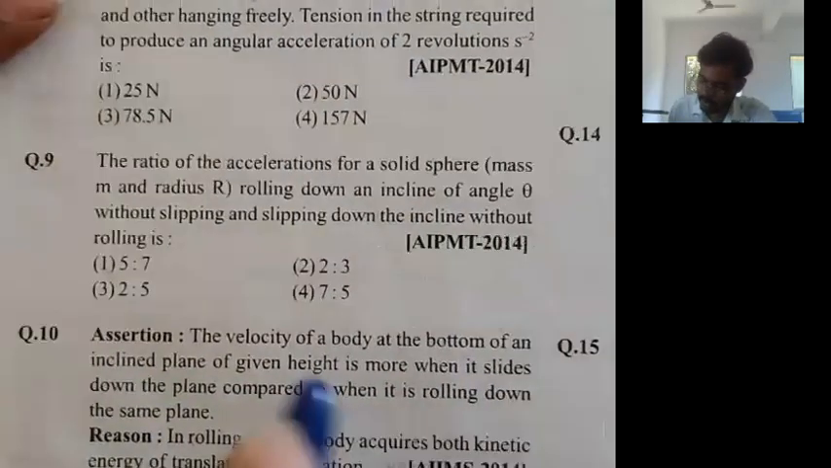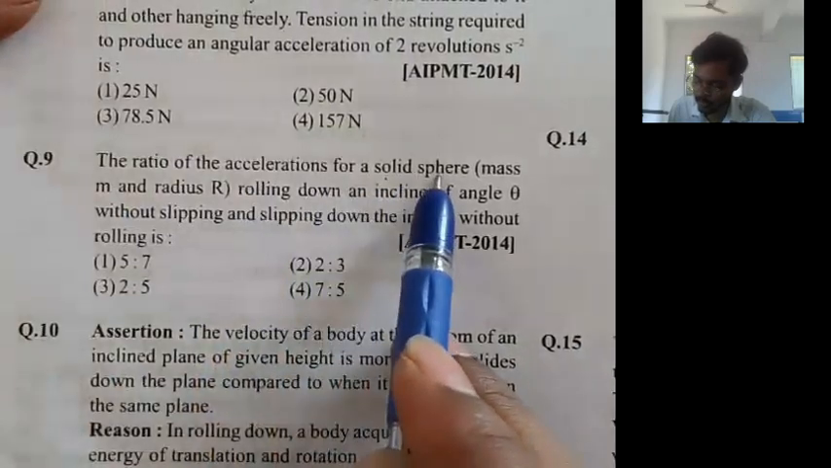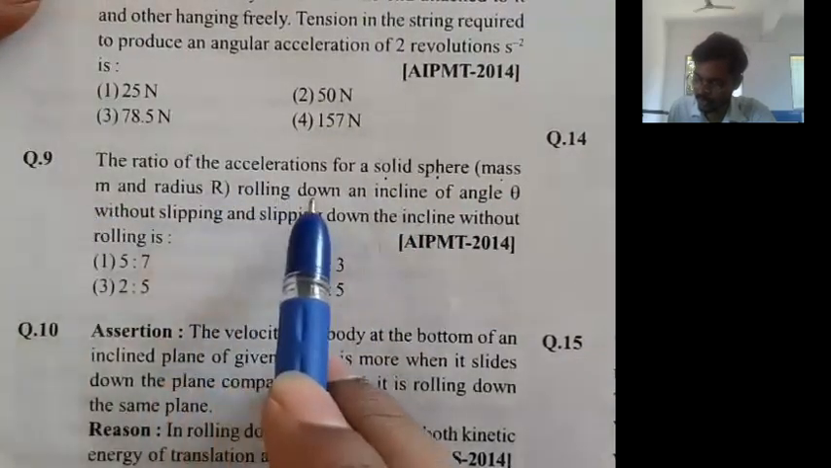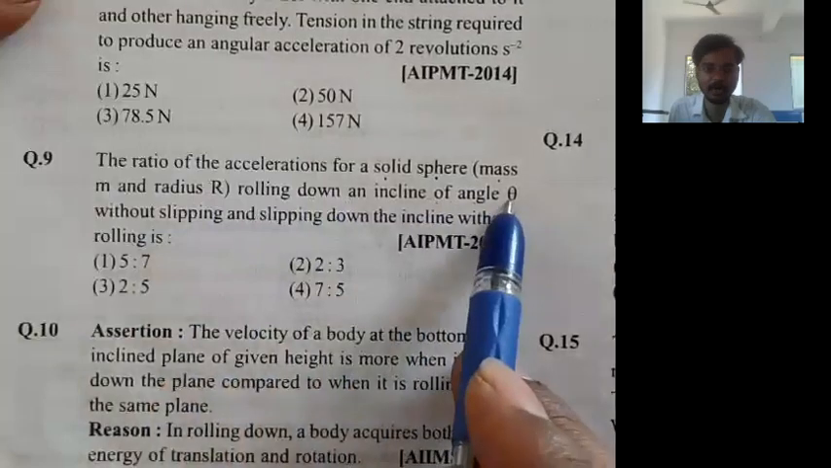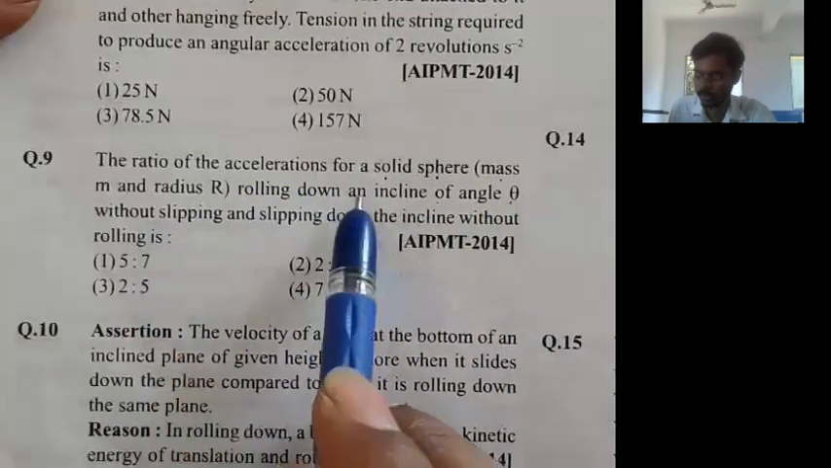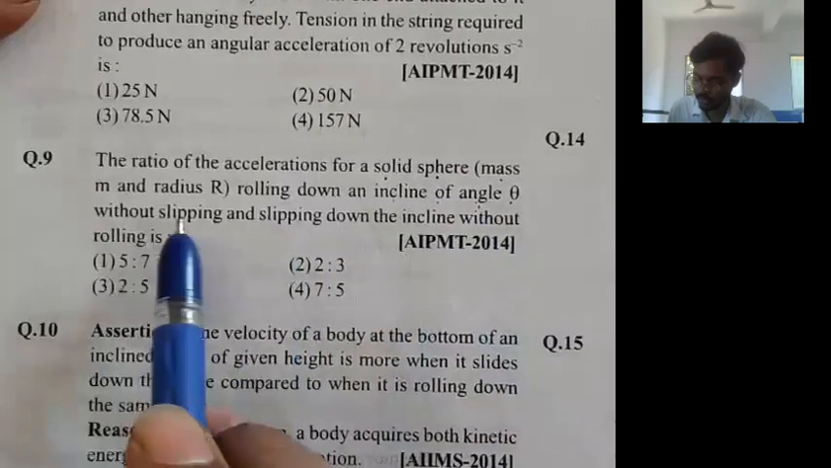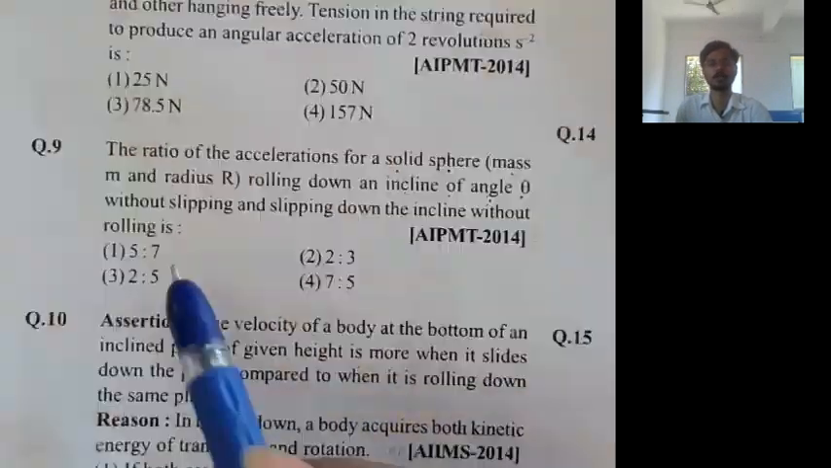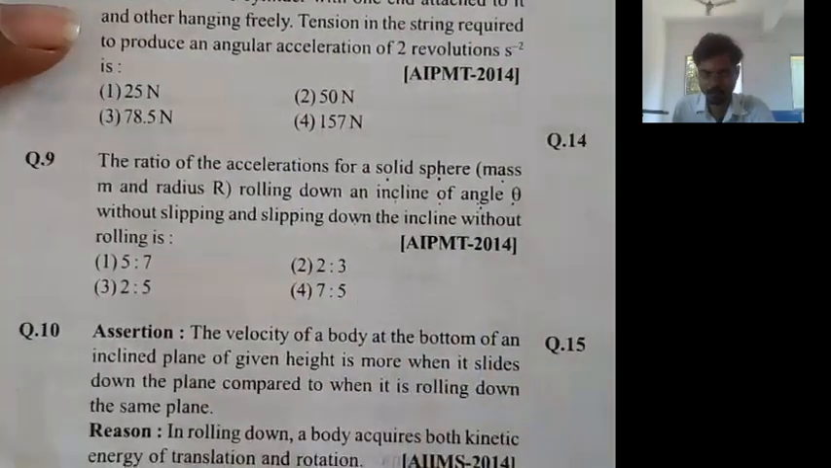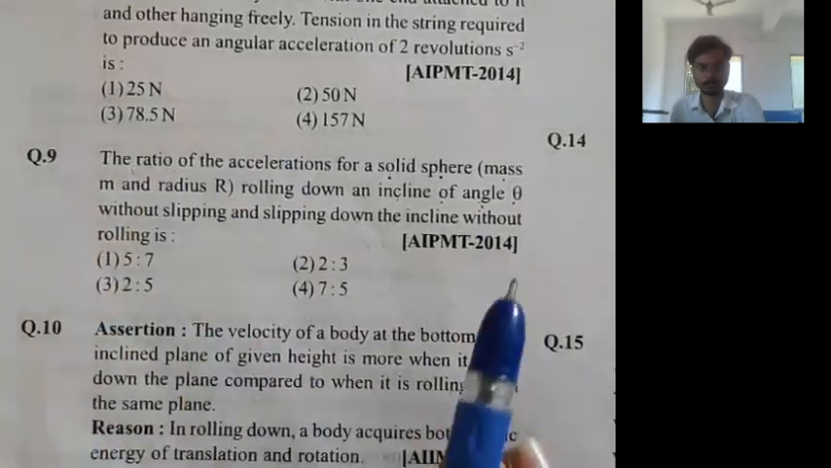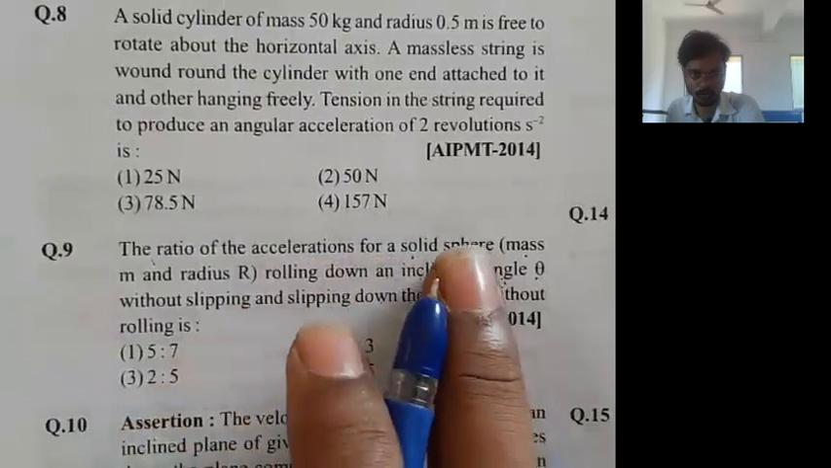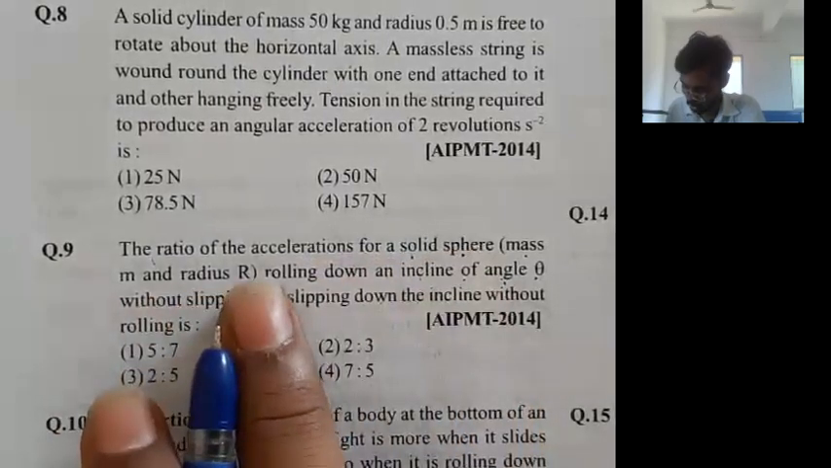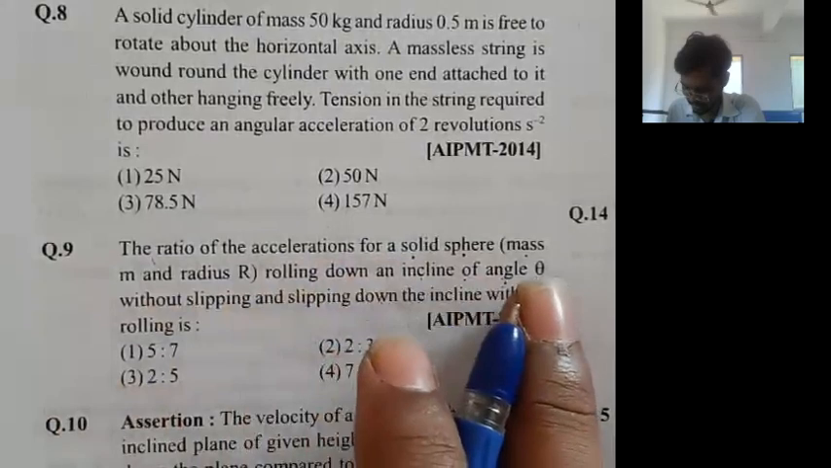The ratio of the accelerations for a solid sphere of mass m, radius r, rolling down an incline of angle theta, rolling on the inclined plane of inclination theta without slipping and slipping down the inclined plane without rolling, is. Now this is a somewhat confusing construction of the words. Let us read it carefully. The ratio is asked, ratio of acceleration for the solid sphere of mass m radius r rolling down an inclined plane of angle theta without slipping.